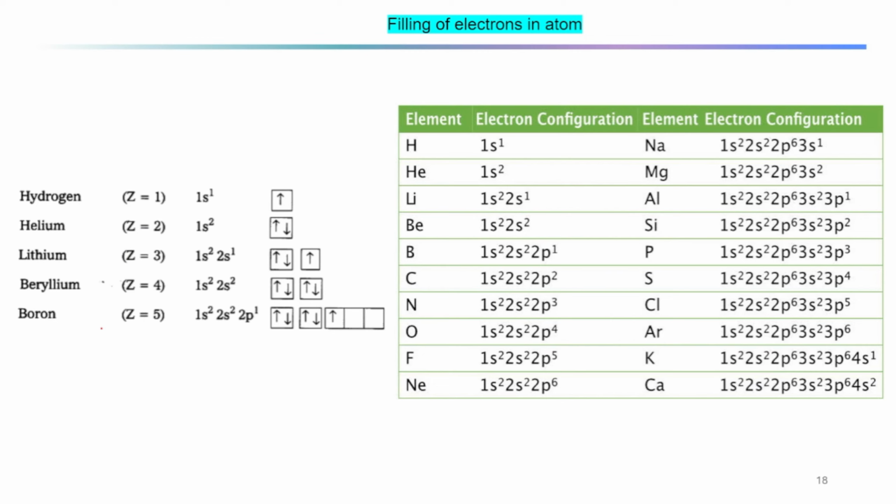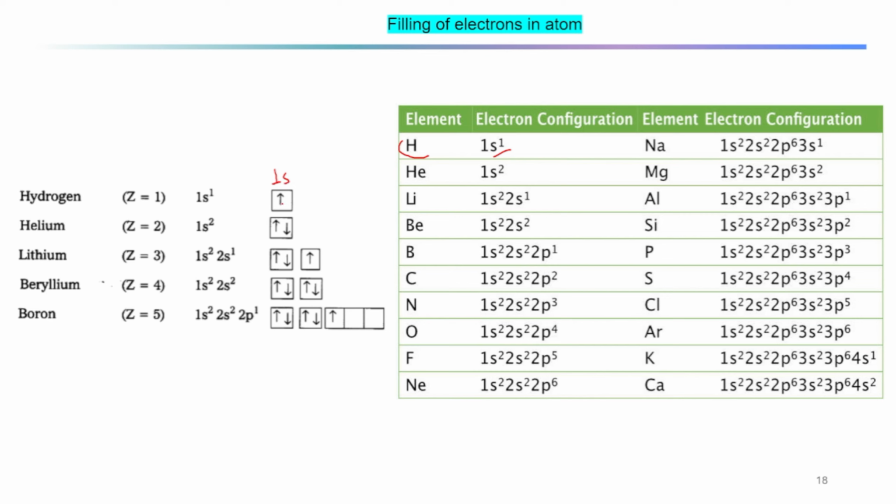Now let's see the electronic configuration. In case of hydrogen, we have seen that the electron will go in the 1s orbital. So we write it like this. This box means one orbital, and this one is the 1s orbital. So in case of hydrogen, the first electron goes in 1s.